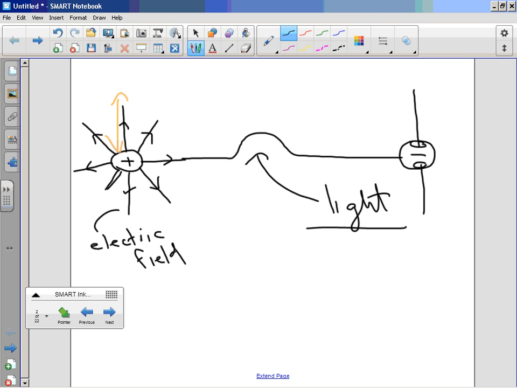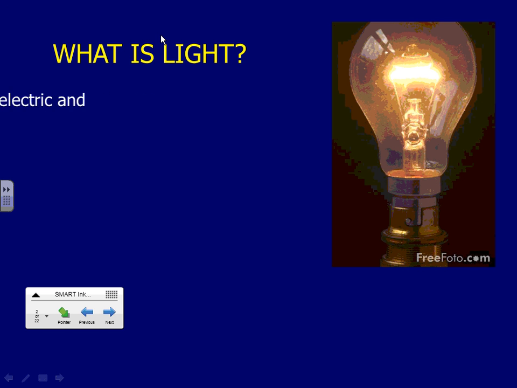Okay. So, that's what light is. Light is a wiggle in an electric field. And depending on how quick the wiggle is, we have different forms of light. And that's what we want to talk about next. So, what is light?